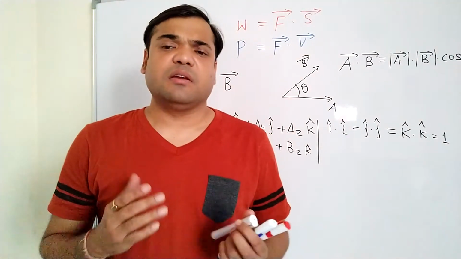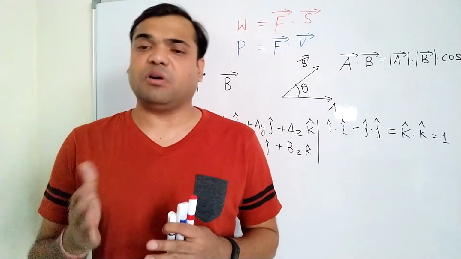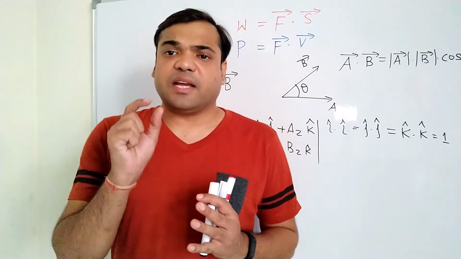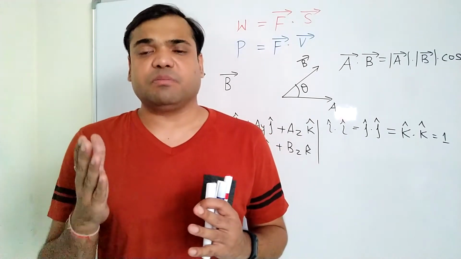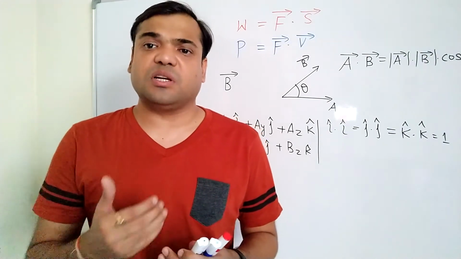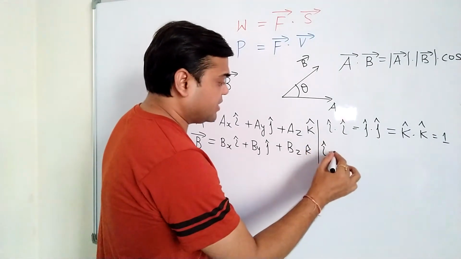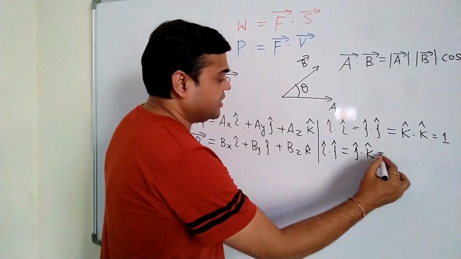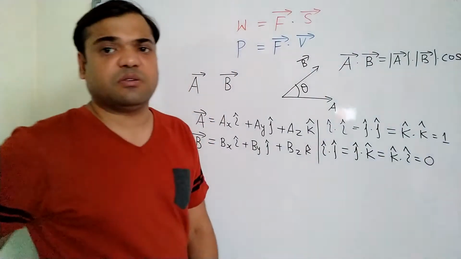Now what will happen when we multiply i cap with j cap, or i cap with k cap, or j cap with k cap? So in all these cases, angle between the two unit vectors is always 90 degree, and cos 90, as you know, is 0. So the dot product of all these quantities will give us 0. So I can write i cap dot j cap is equal to j cap dot k cap is equal to k cap dot i cap is equal to 0.